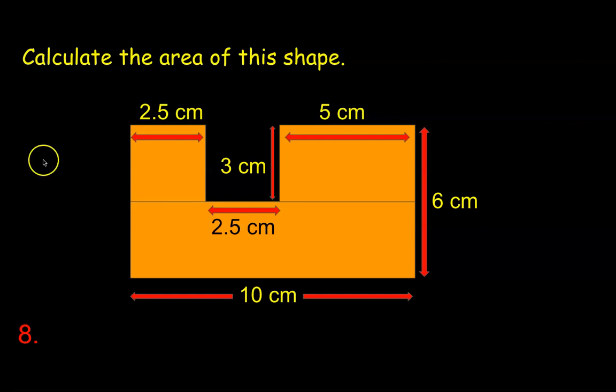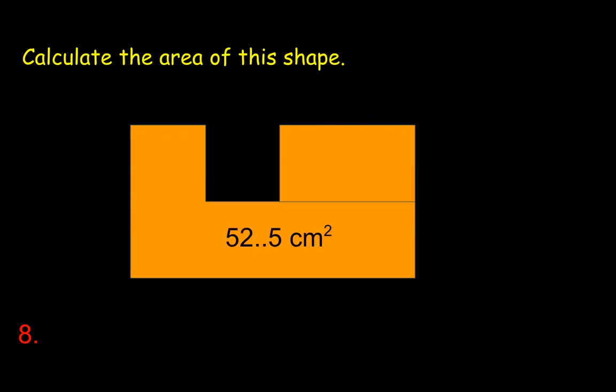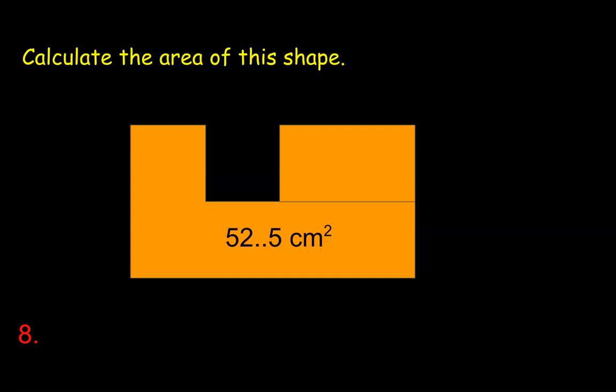So now I need to work out the area. I know it's 3 centimeters by 2.5 centimeters. Well, what's 3 times 2.5? You could just add them up. 2.5 plus 2.5 is 5, plus another 2.5 is 7.5 square centimeters. That little piece over there. So the whole area was 60 square centimeters. Take away the 7.5 square centimeters, and I end up with 52.5 square centimeters.